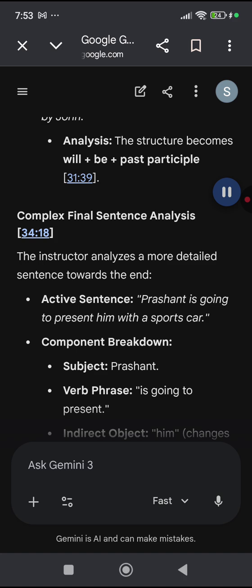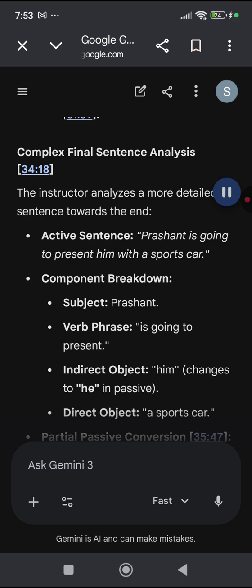Complex final sentence analysis. The instructor analyzes a more detailed sentence towards the end. Active sentence: Prashant is going to present him with a sports car. Component breakdown: subject, Prashant; verb phrase, is going to present.